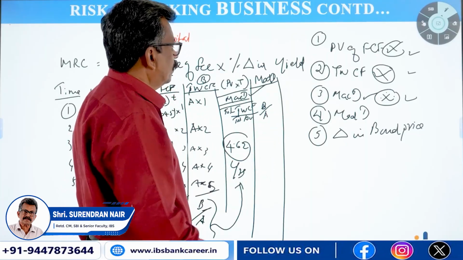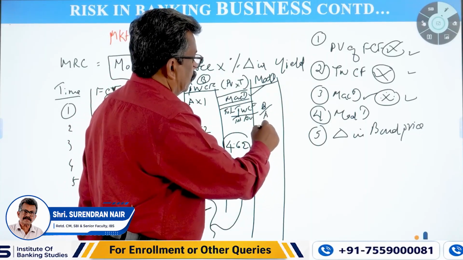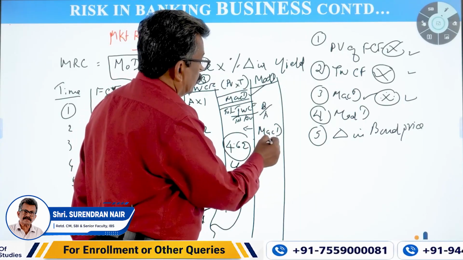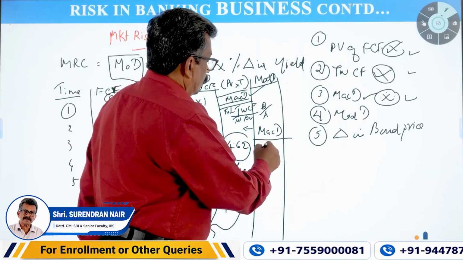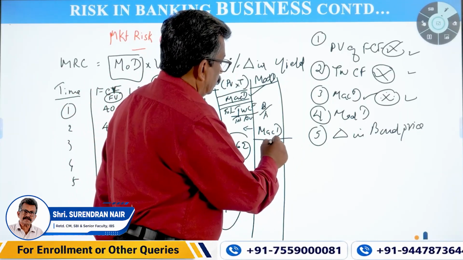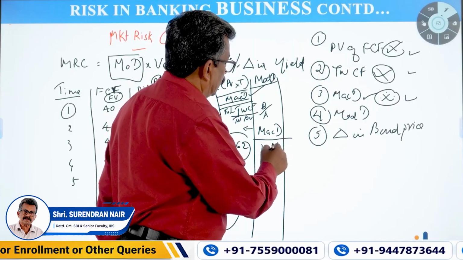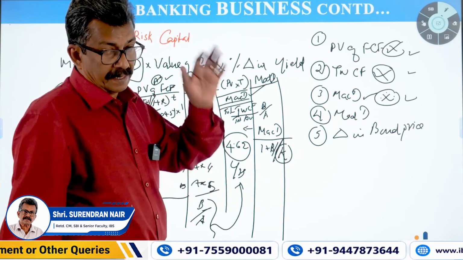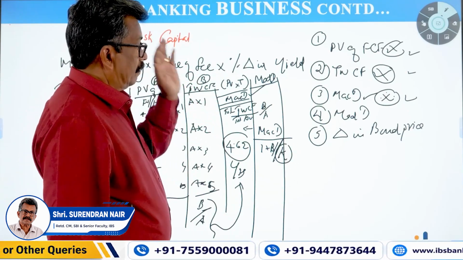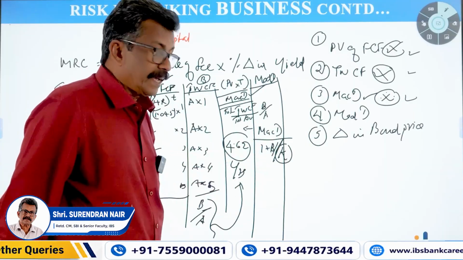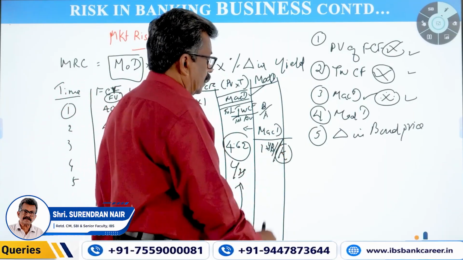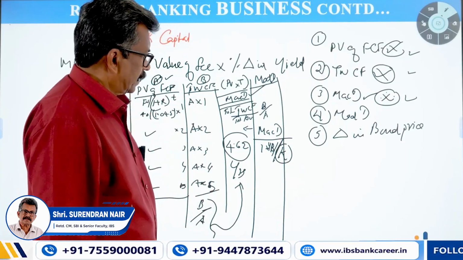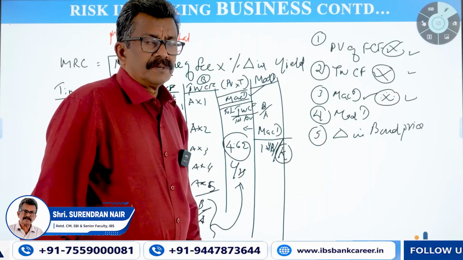What is the formula for modified duration? Modified duration is equal to MAC duration that we found out, MAC duration divided by 1 plus R divided by K. R is the market rate or yield rate, and K is the compounding frequency. So MAC duration divided by 1 plus R divided by K. R, MR, OER, so many terms we use. So that is the formula which we use.